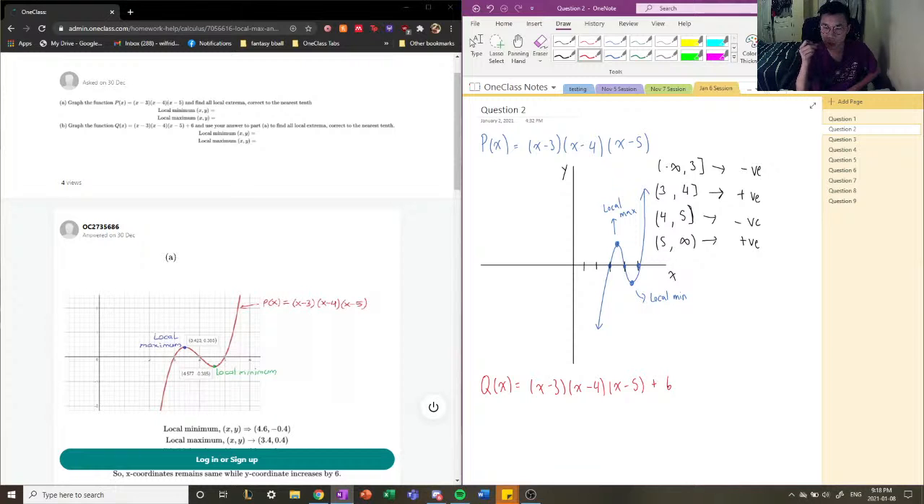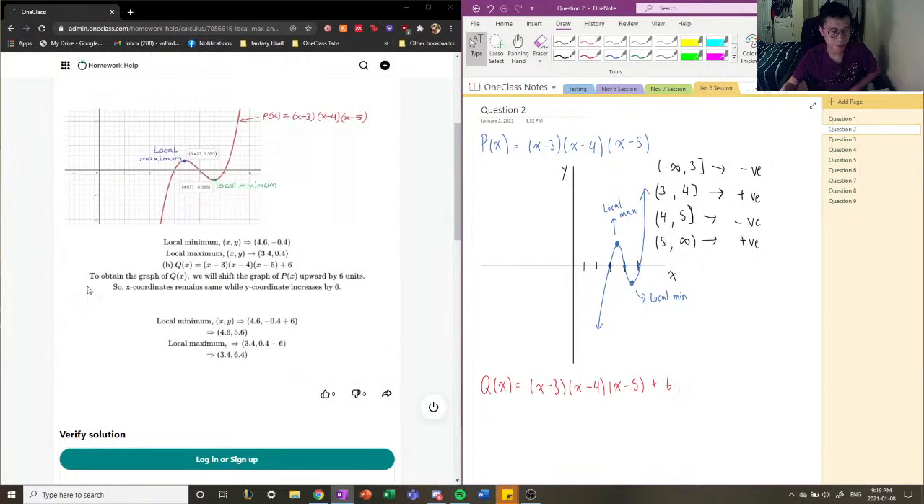Okay? So when you look at this and when you are evaluating how this function will look compared to our other function, you will soon realize that this plus 6 alters the range of our function here, okay? It doesn't really affect, I guess it does affect our zeros in the end, but anything that we plug into our second function will add 6 to that y value, that y coordinate, okay? So that's what the junior tutor says here. To obtain the graph of q of x, we will shift the graph of p of x upward by 6 units, because all the y values, all the output values are going to be increased by 6, okay?